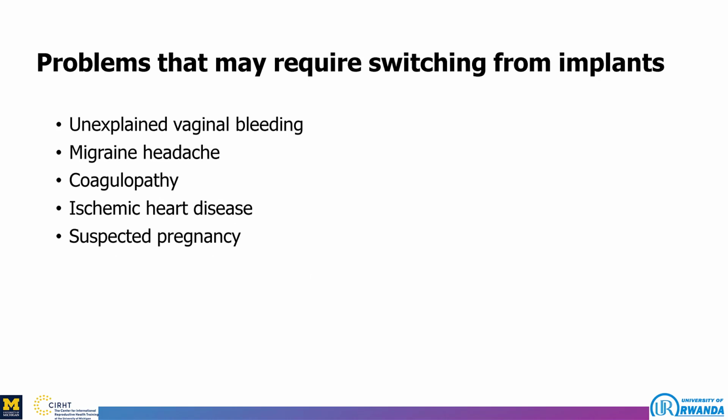So what problems can cause someone who has got an implant to switch from it? Those patients who experience unexplained vaginal bleeding, you can switch to another method. Those who have migraine headache, the cause of migraine headache is unknown, but most of the time associated with hormones. Those with cholangioplasty, those with ischemic heart disease, and those suspected to be pregnant.